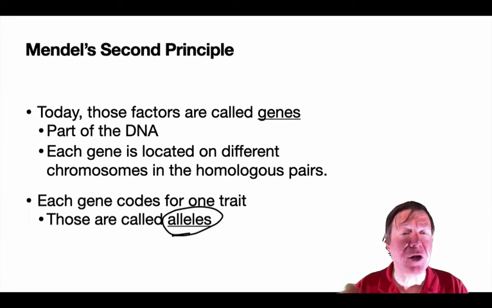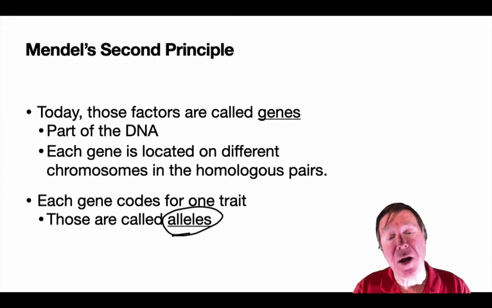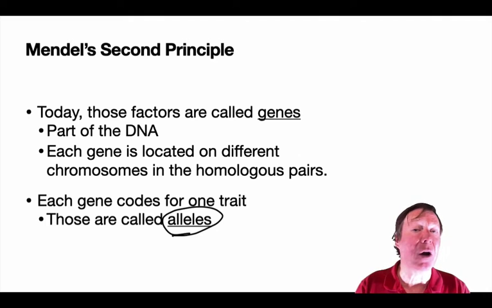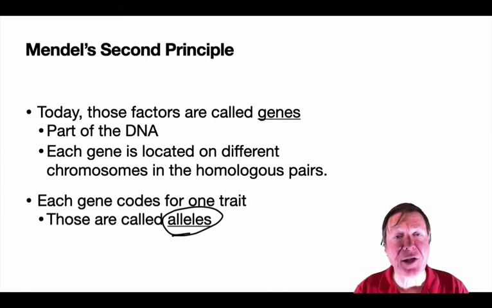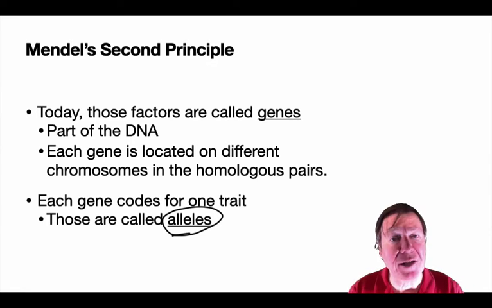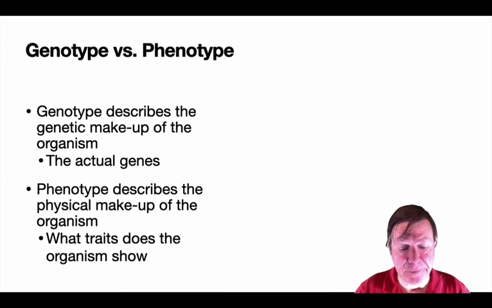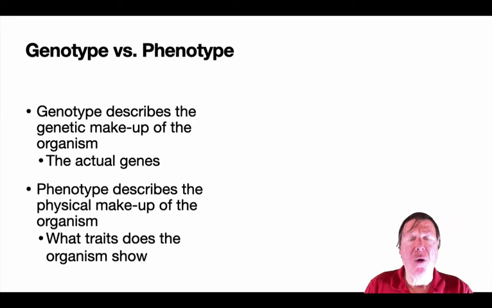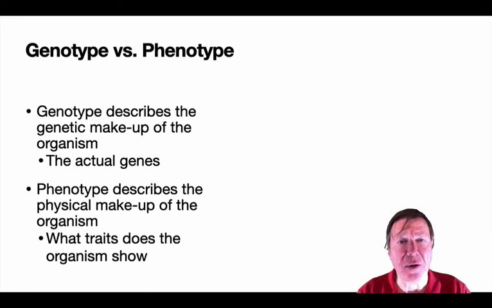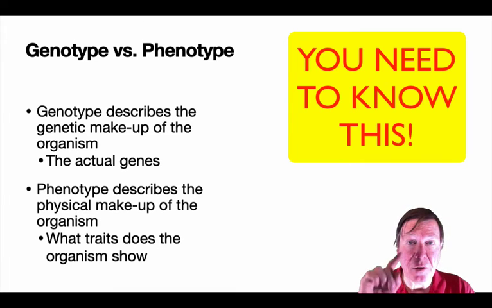For instance, a trait could be eye color, hair color, how tall you are. It could also be how well you digest some food, like, for instance, are you lactose intolerant? That's a trait. You can have a trait like how much you sweat. Everything in your body is controlled by genes, by heredity. Which brings us to a whole other little language thing. I'm going to be using these two words a lot, so you need to know them.